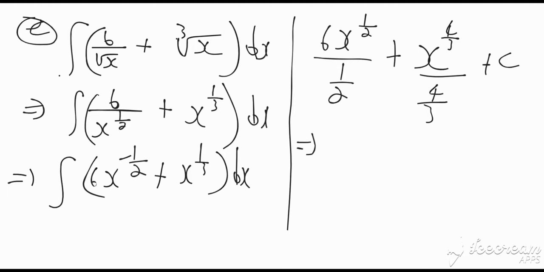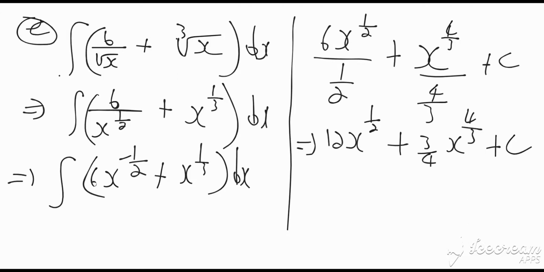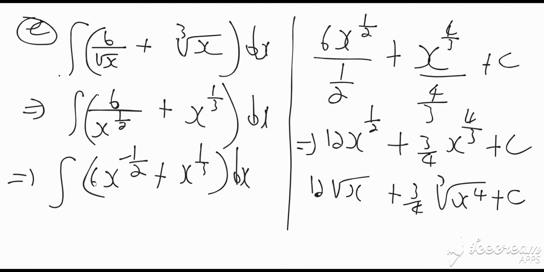Now when I divide 6 by a half, I'm going to get 12 x to a half. And of course, when we divide by 3 over 4, we really multiply by 3 over 4, x to the 4 over 3 plus c. I have the option of putting back the radical if I want. So I could write this as 12 root x plus 3 over 4. Now, of course, the denominator gives me the cube root of x to the 4 plus c. I don't have to, but I could. So whenever we have radicals, we just have to change them out to rational numbers.